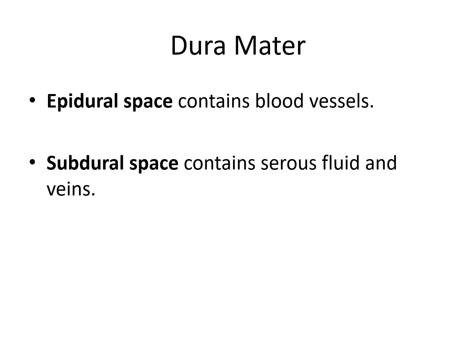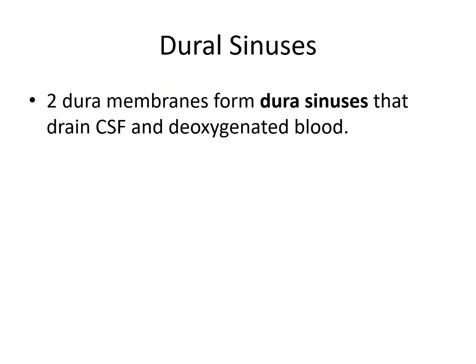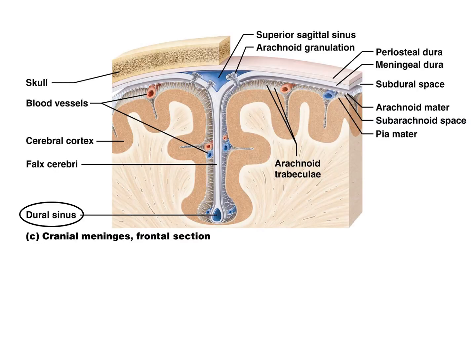The subdural space contains serous fluid and veins. And so here is showing the subdural space here. There are also dural sinuses that will help drain CSF as well as deoxygenated blood. And so here's an example of one dural sinus that will reabsorb the cerebral spinal fluid.